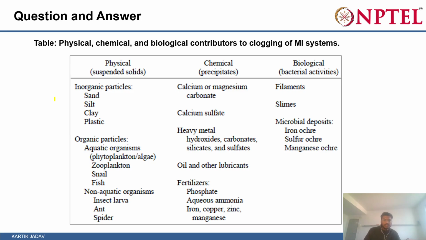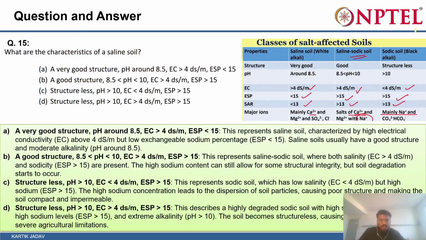Yeah, so these are the physical, chemical, and biological contributors to clogging in micro irrigation systems. It's just for your information. Please go through this. It is a very important aspect to get aware of all kinds of physical, biological, and chemical participants in clogging of micro irrigation systems.